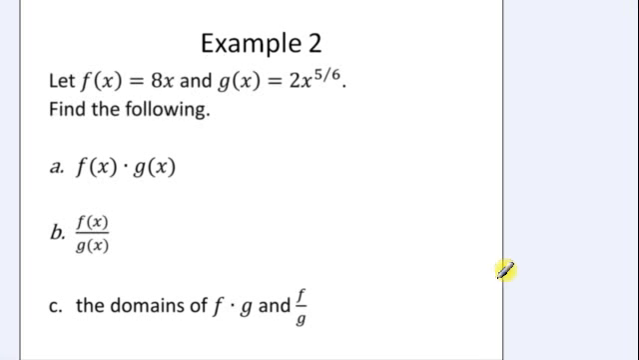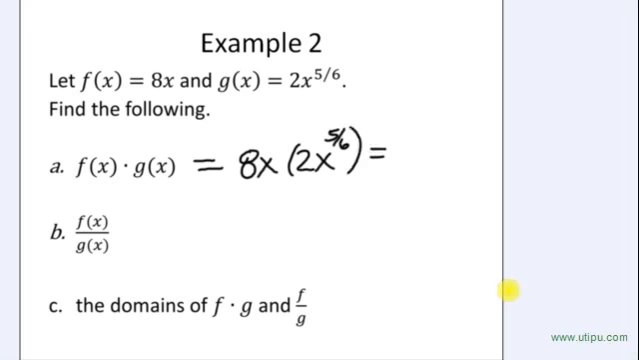Now let's look at combining two new functions, f of x times g of x. Well, f of x is 8x. We'll multiply that by g of x, which is 2 times x to the 5/6 power. And what you'll notice when we combine these, we're going to still be using our properties of rational exponents that we looked at in the previous section.